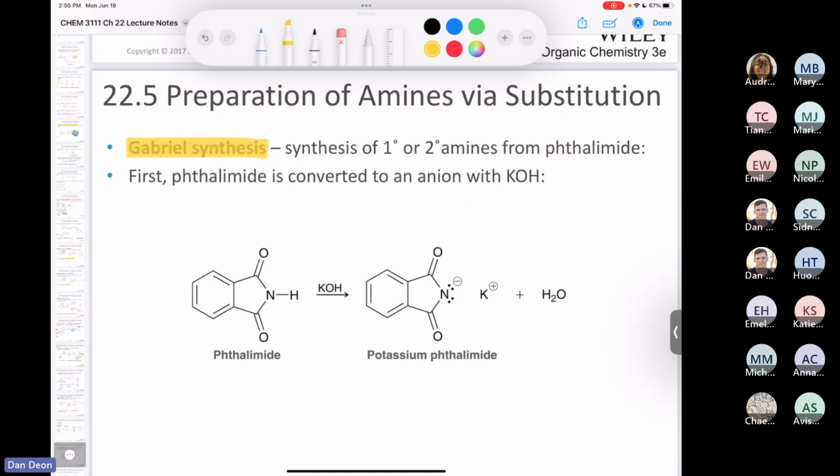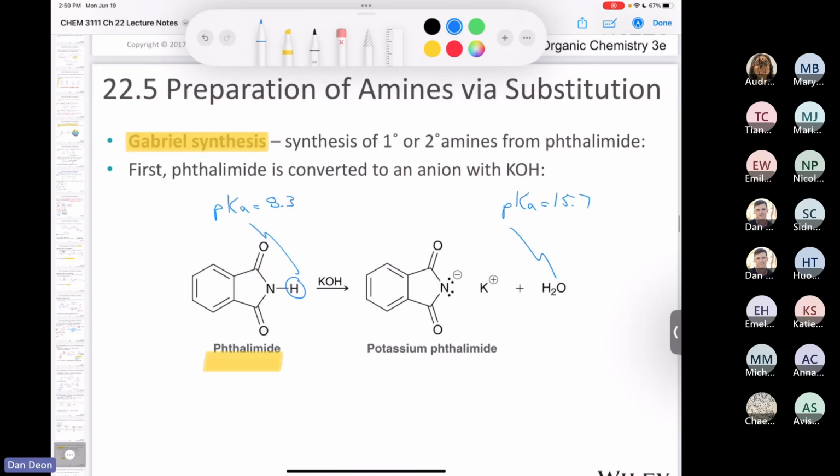So Gabriel synthesis. We use this for the synthesis of a primary or secondary amine from this neat compound called phthalimide. How's that for a name for you? Phthalimide, okay? So what you do is you take phthalimide and you convert it into potassium phthalimide by treating it with potassium hydroxide. Now the pKa of this proton is around 8. I think in my notes I have 8.3, something like that. And of course the pKa of water, I know you know that off by heart, is about 15.7. So the equilibrium is going to lie to the side of the water. So we deprotonate phthalimide to give us potassium phthalimide.